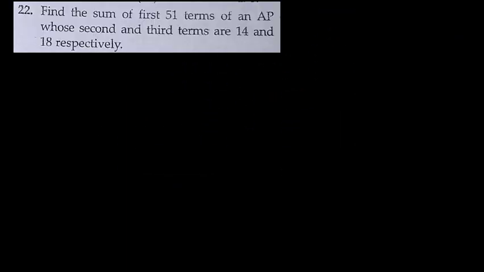Now here is the next question: find the sum of the first 51 terms of an AP whose second and third terms are 14 and 18 respectively. Sum of first 51 terms. We have to find out, whose second term a2 is given, a2 is 14, and a3 is equal to 18. So we apply the formula for a2, that is a plus d, it is 14, and a3, that is a plus 2d, a plus 2d is 18.